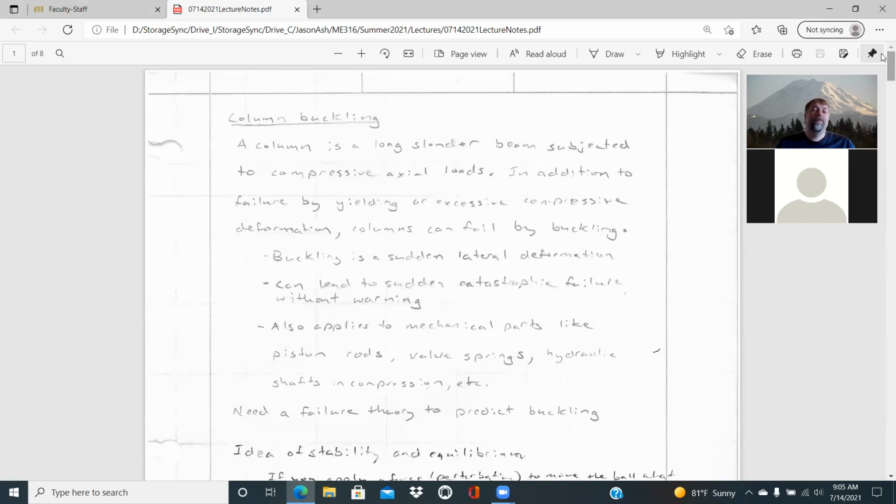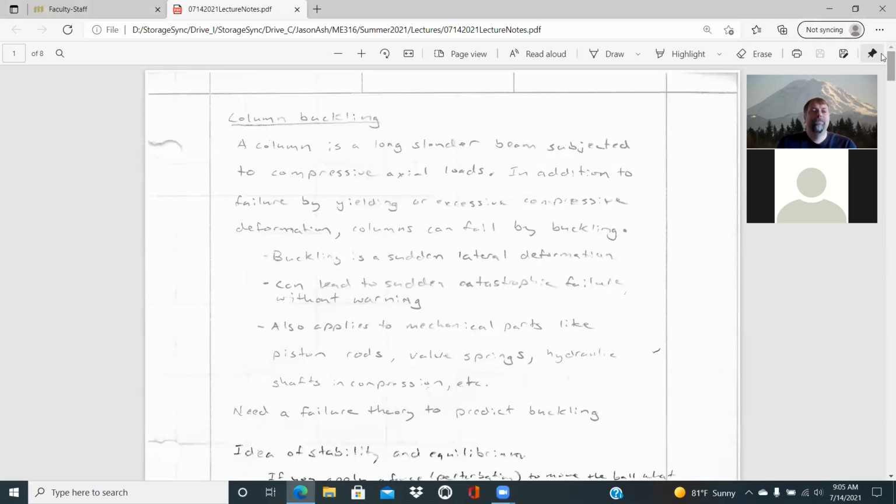A column is really any long, slender beam that is subjected to a compressive axial load. In addition to the potential for failure by yielding, just because the state of stress becomes so great that it exceeds the yield strength, you could have excessive deformation, but you can also have a failure by buckling. That's a sudden lateral deformation that prevents the column from being able to further support the load.